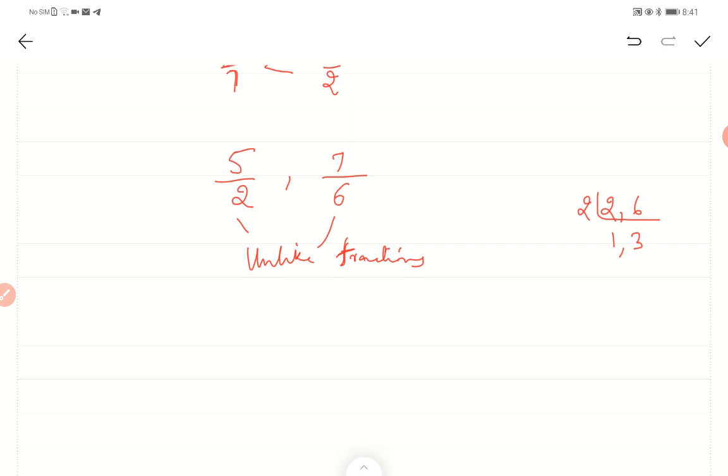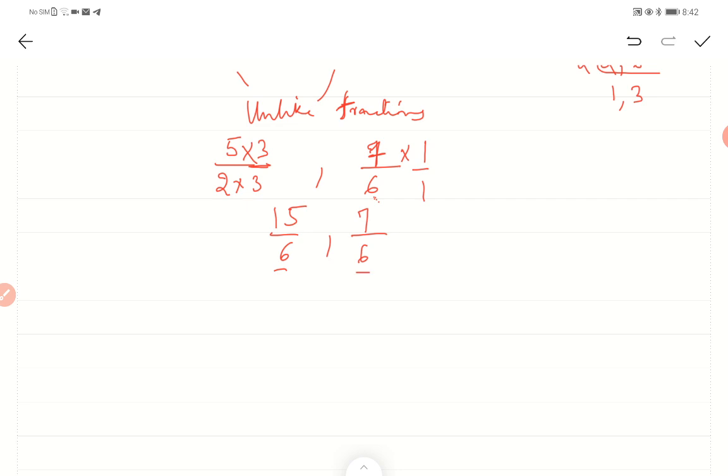If I multiply 2 with 3, I will get 6, isn't it? So the numerator also I should multiply with 3. And for 7 by 6, you already have 6, so there is no need to multiply; you multiply by 1 and divide by 1. So 5 by 2 will become 15 by 6, and this will be 7 by 6. Now you have got the denominators equal, and 15 is greater than 7, therefore 15 by 6 is greater than 7 by 6.